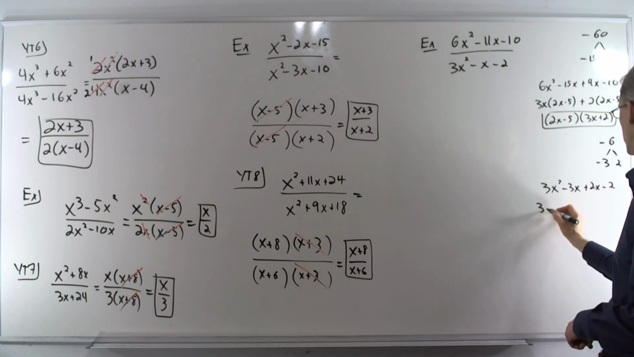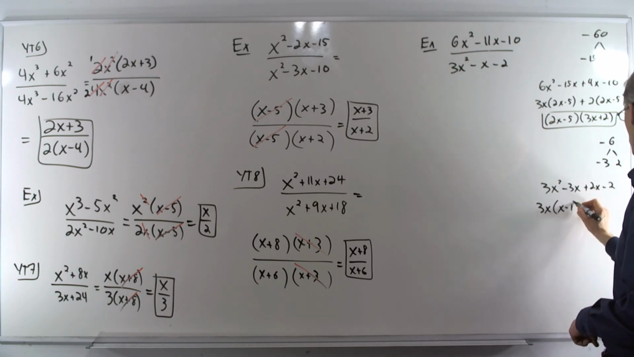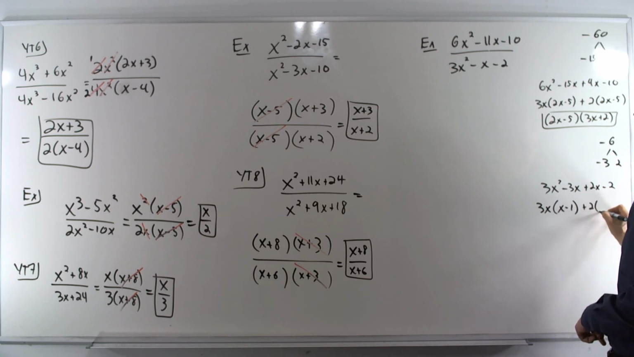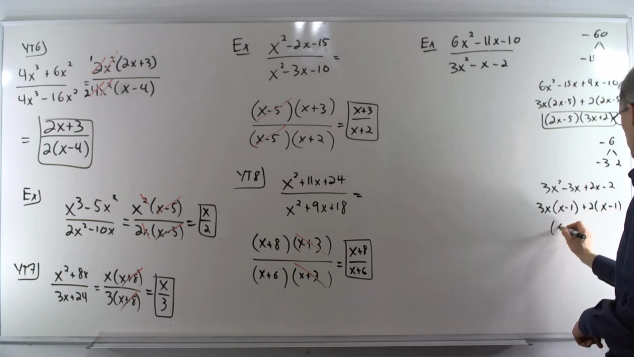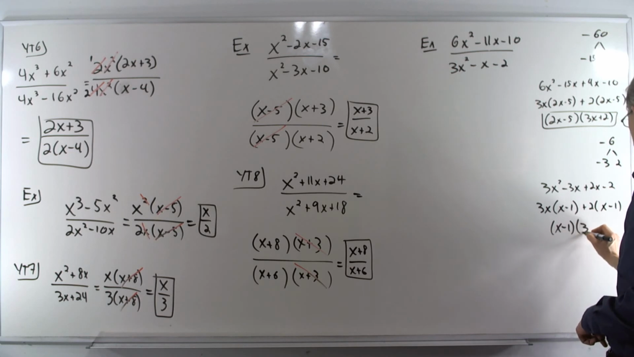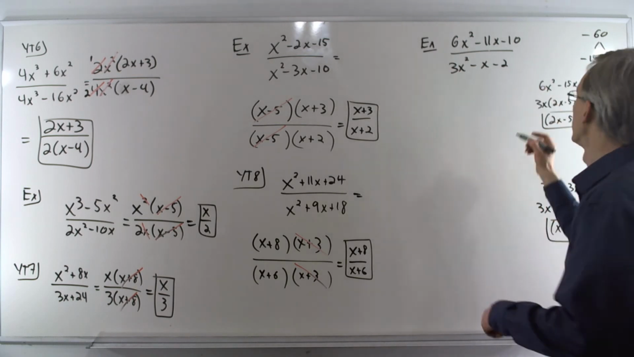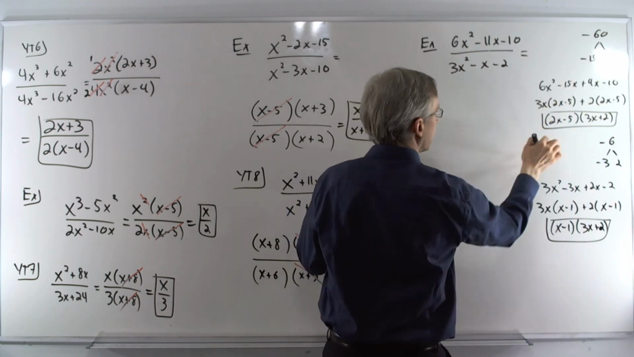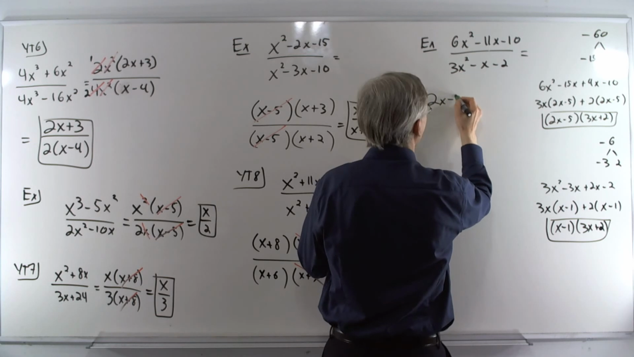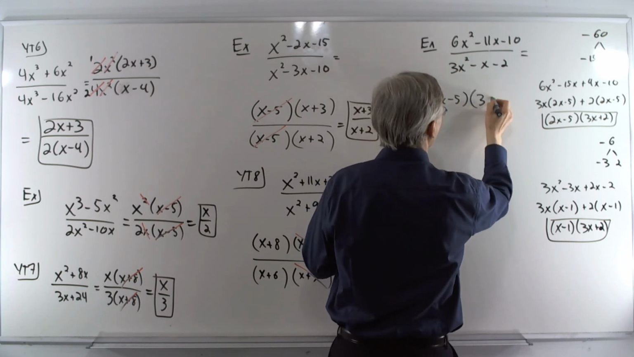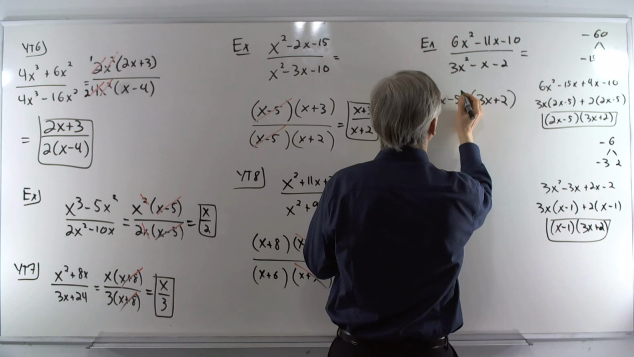Factoring out 3x here, we get x minus 1. Factoring out 2 here, we get x minus 1. So this factors into x minus 1 times 3x plus 2. All right, now I'm going to take these and fill them back in over here. So the top was here. So we get 2x minus 5 times 3x plus 2.